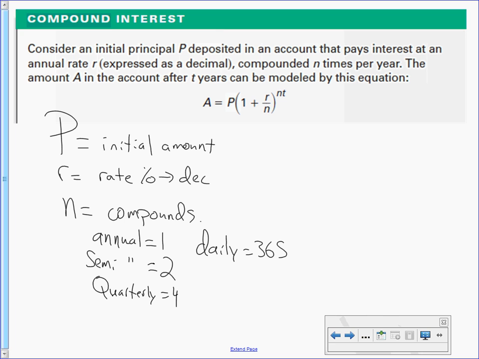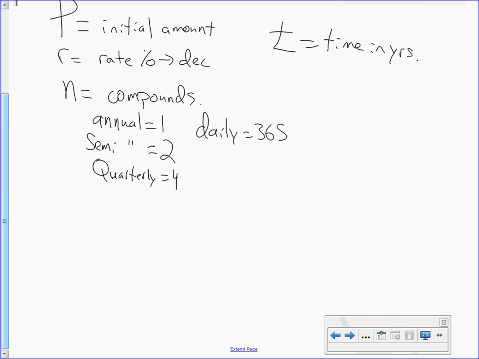Now, once again, the value of t is usually time in years. And more often than not, they're going to give you most of the information. So you're going to see stuff like the following. And I've got the formula on the next page as well, so I will walk through this again with you.